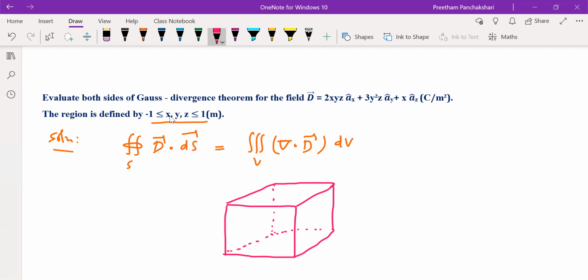See the range of x, y, z, -1 to +1. So negative value to positive value, equal distance from the center. So the center, the midpoint, is the origin. So the cube is symmetric about the origin. Now let us identify the locations of each face of the cube.